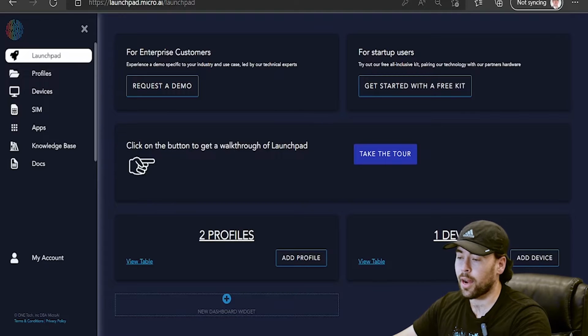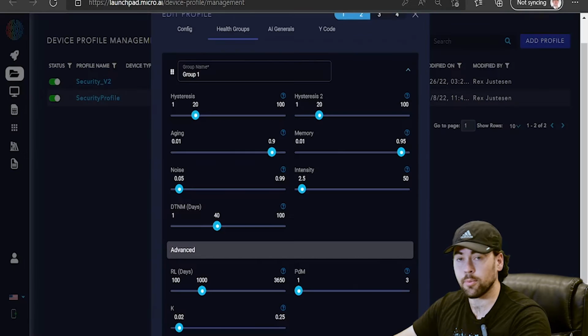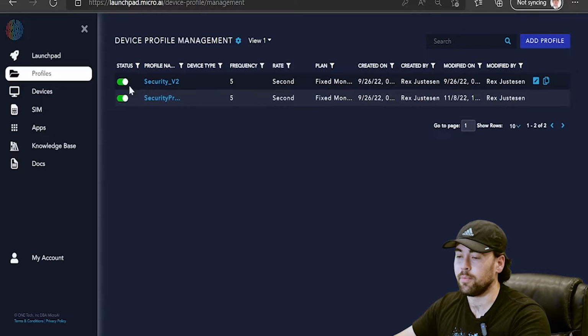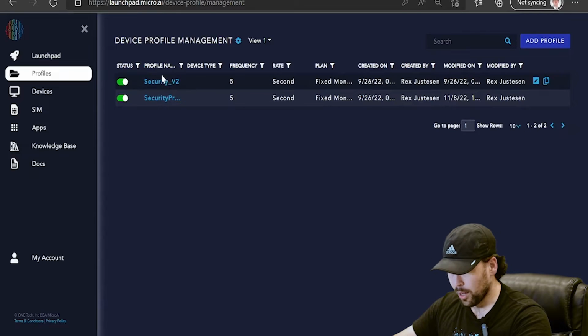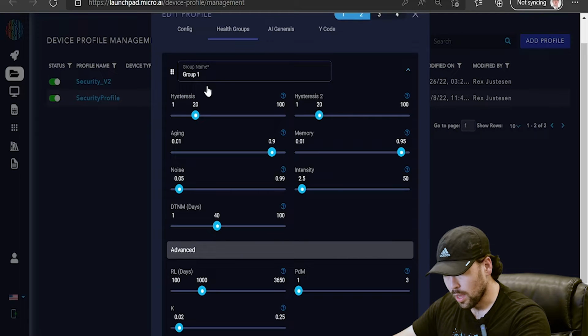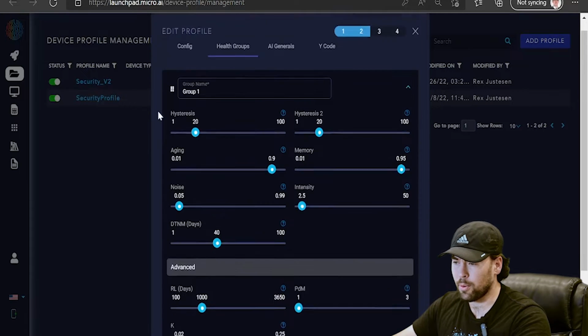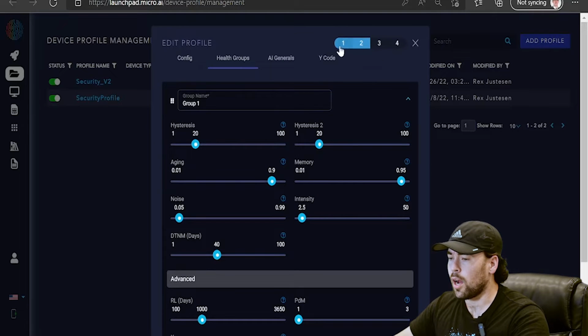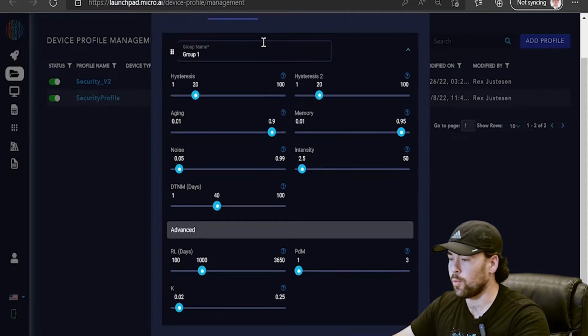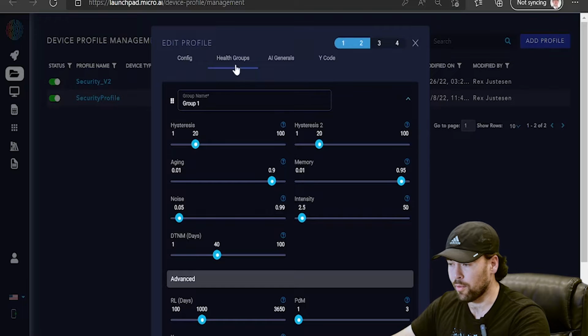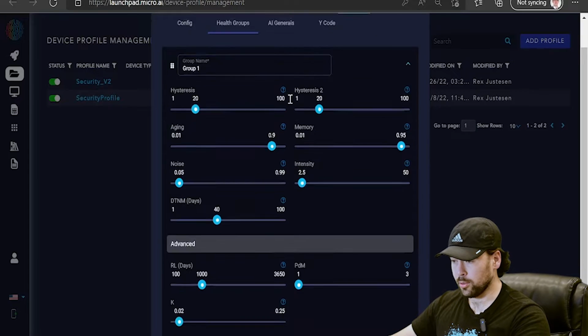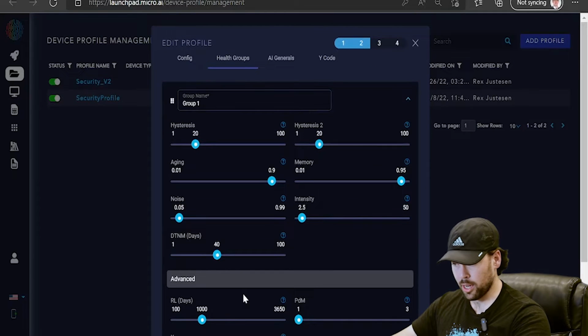So here I am in my Launchpad account, on the main page. If you go to your profile page, that's going to bring up all the profiles. I already have it pulled up here. If you click on a profile, it should bring up this page. We go to the second tab in our profile, and then we go to health groups. So we're just explaining these parameters today.